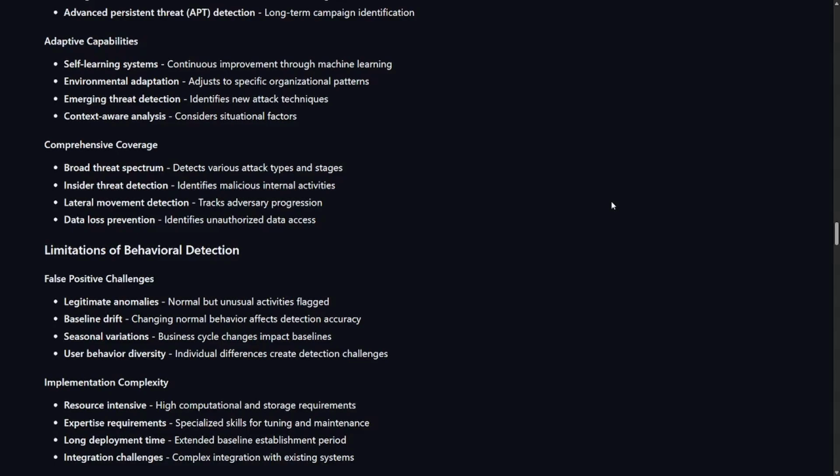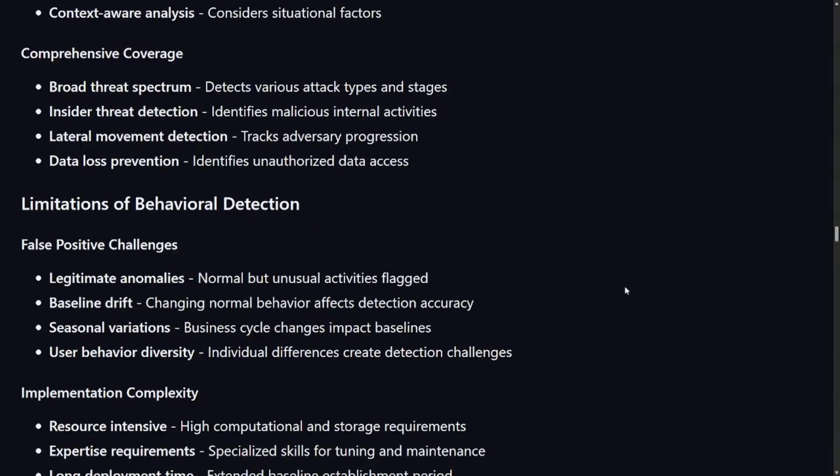data access. So, for limitations of behavioral detection, we have false positive challenges, legitimate anomalies, normal but unusual activities flagged, baseline drift, changing normal behavior affecting detection accuracy, seasonal variations, business cycle changes impacting baselines. I'm just going to zoom that in a little bit. And user behavior diversity, right?